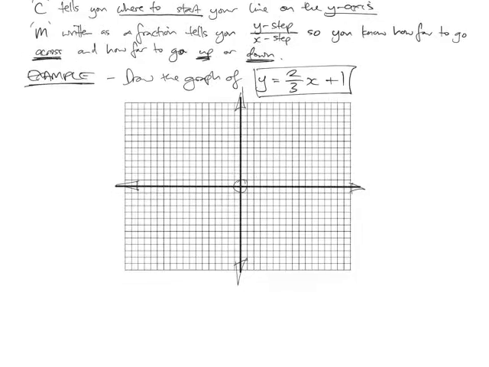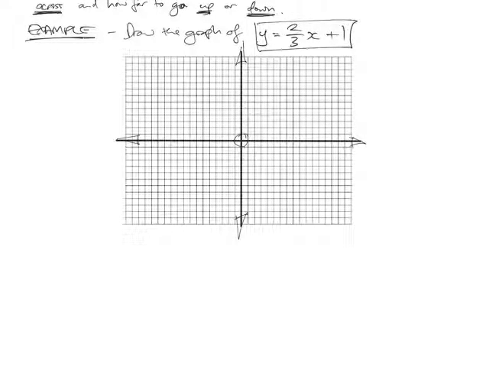Okay? So for example, if you were asked to draw the graph of y is equal to 2/3 x plus 1. So let's do this in blue. y is equal to mx plus c, where m is the slope or gradient and c is the y-intercept. So we have 2/3 x plus 1: slope, or m, is 2/3, y-intercept is positive 1.